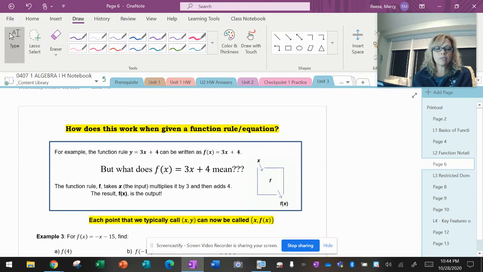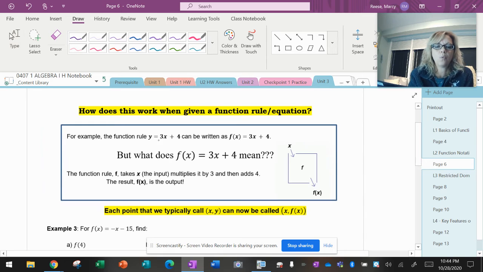All right, so how does this work when given a function rule? Okay, so we did it on a graph, or we looked at a table, we just looked it up on a graph. Now we're going to actually have a function rule, which is nothing more than an equation. So it says, for example, the function rule y equals 3x plus 4 is written as, okay, now remember, I just said it's kind of like just a fancy y. So instead of a y, we're replacing it with an f of x. Same rule. So we're reading it f of x equals 3x plus 4.